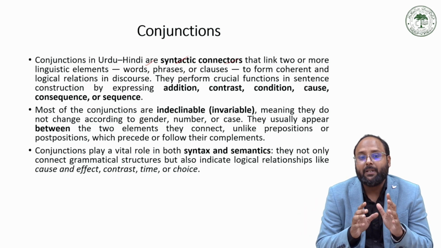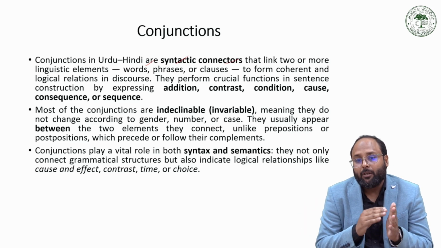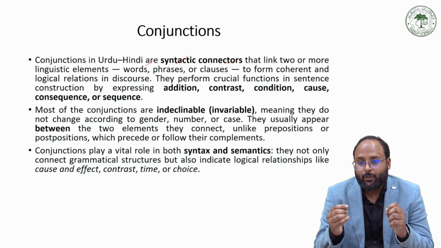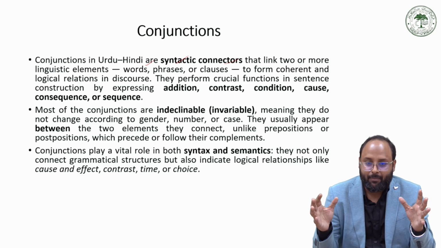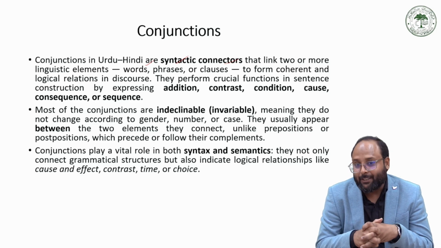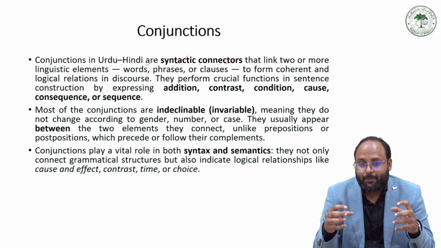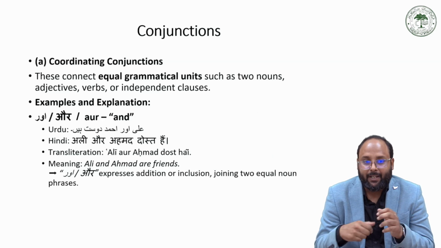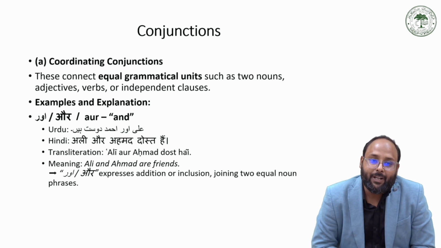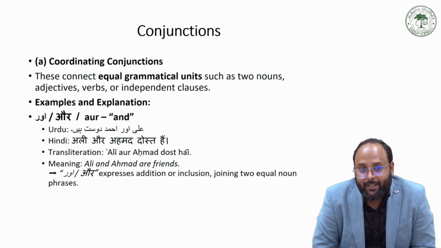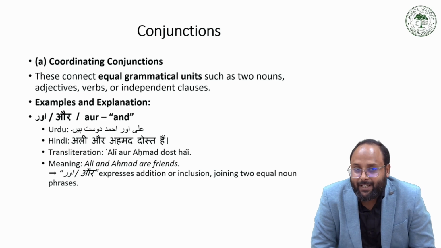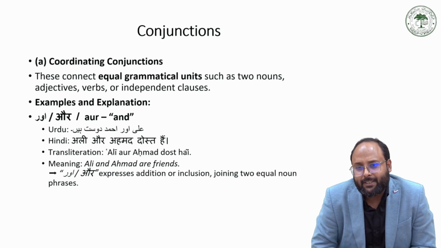Conjunctions play a vital role in both syntax and semantics. They not only connect the grammatical structure but also indicate the logical relationship, like cause and effect, contrast, time, or choice or alternation. So we have the following conjunctions in Urdu Hindi. The first one is the coordinating conjunction. They connect equal grammatical units such as two nouns, two adjectives, two verbs, or two independent clauses.